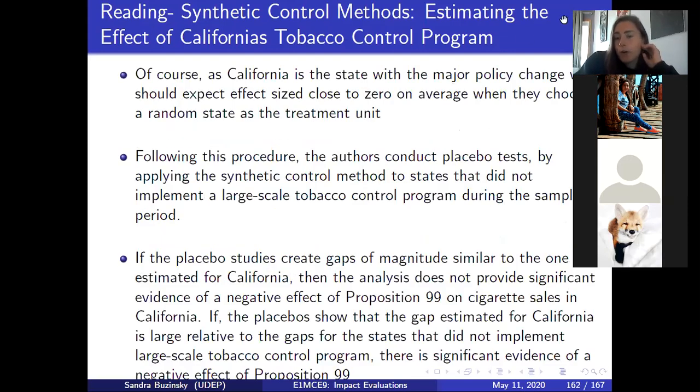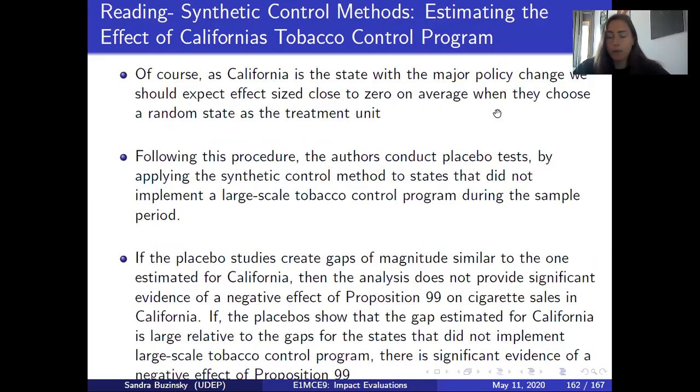Obviously we would expect that only California sees a big policy effect, because they're the only ones that actually did receive a big policy change. So the other treatment groups that we choose at random for our placebo test really should have an effect size at 0 or close to 0 on average.